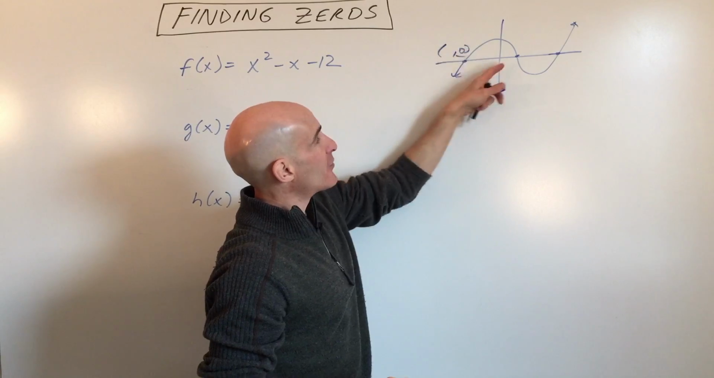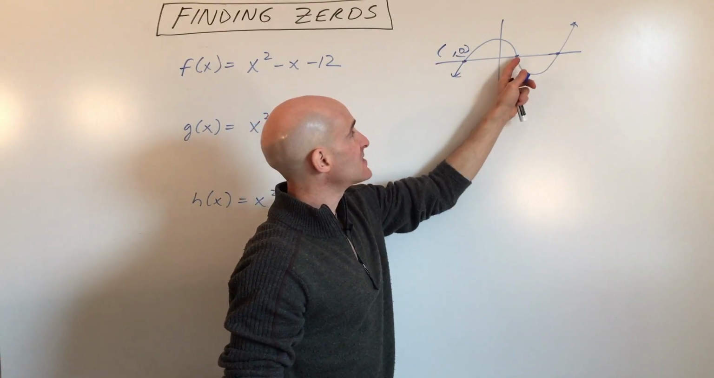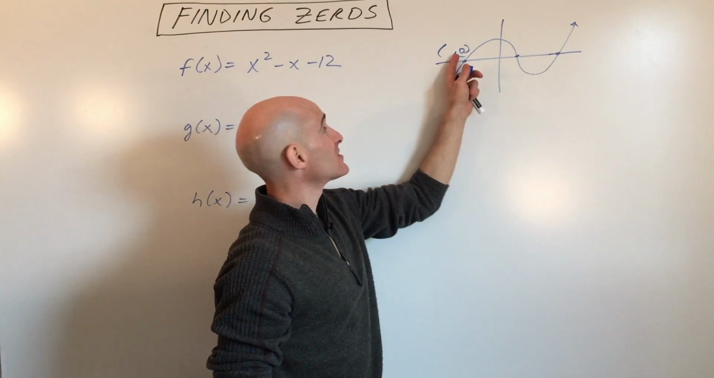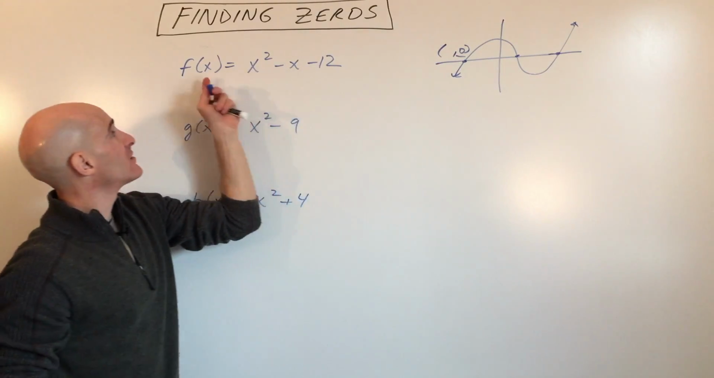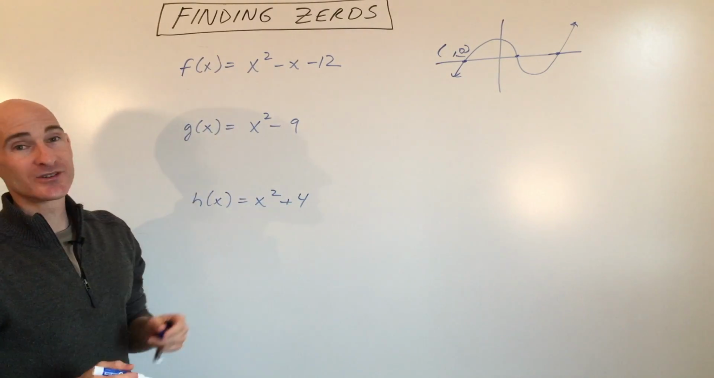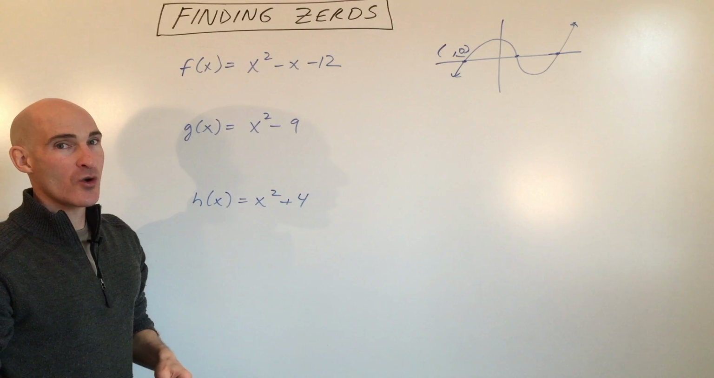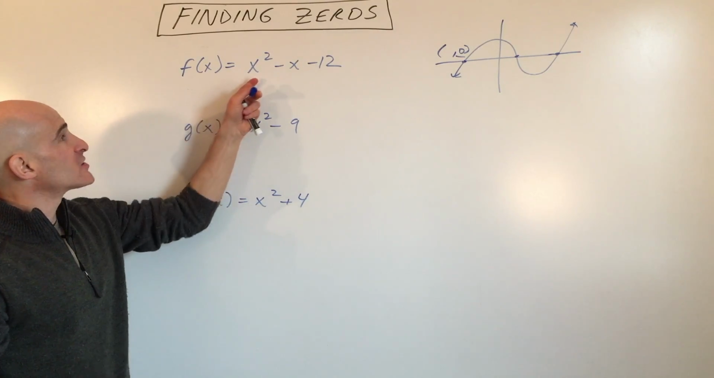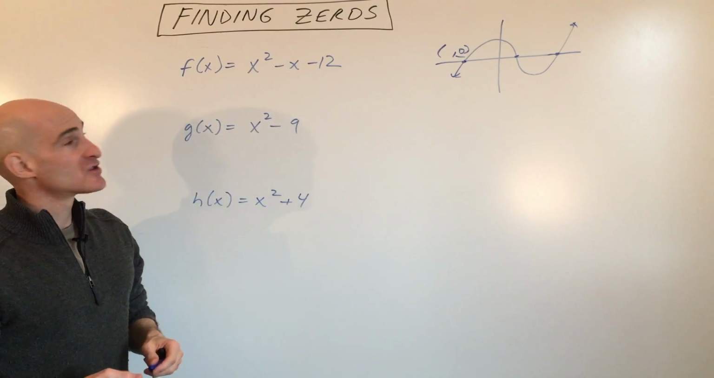You're not going up or down. You're just going left or right along the x-axis. So that's why they call them zeros. It's because it's the value of x that makes y, or the function, equal to 0. And you'll use this as you go on in math. So I just want to show you here, there are different ways to solve these.